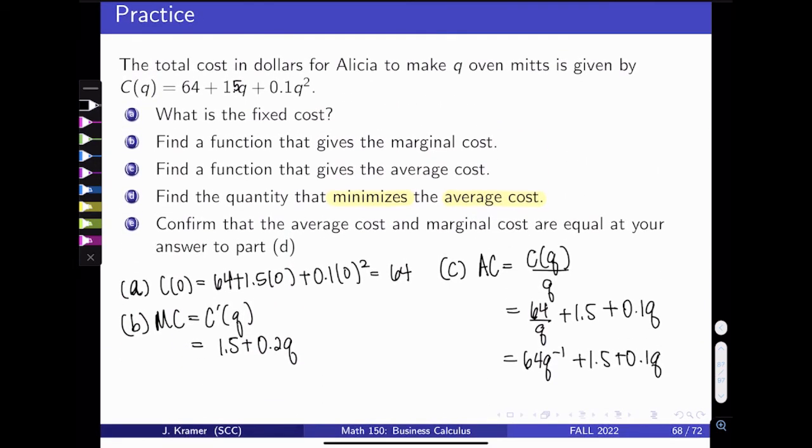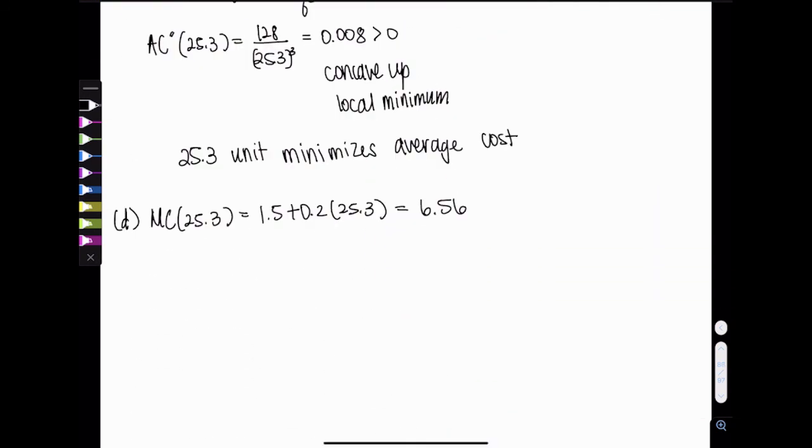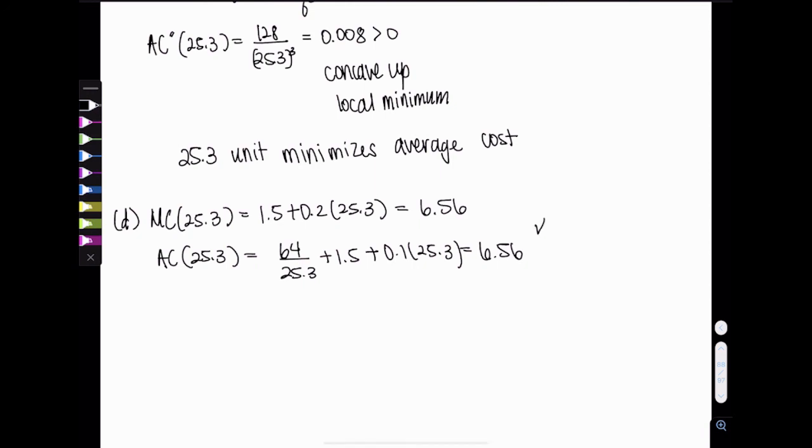Part E asks to confirm that the average cost and marginal cost are equal at your answer. So we'll plug in 25.3 into our marginal cost function and compare it to the average cost also evaluated at the same value. The marginal cost evaluated at 25.3 yields 6.56. That would be dollars per unit because marginal cost is a rate of change. We'll compare this to the average cost also evaluated at 25.3. The output is also 6.56 dollars per unit, and so we have verified that they are in fact the same at the unit that minimizes average cost. The next video will review other applications of optimization.